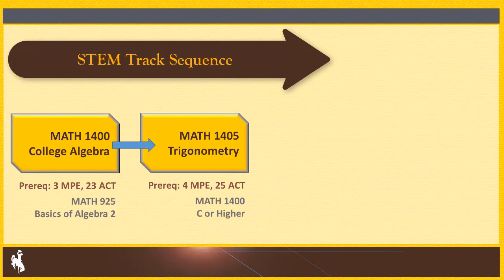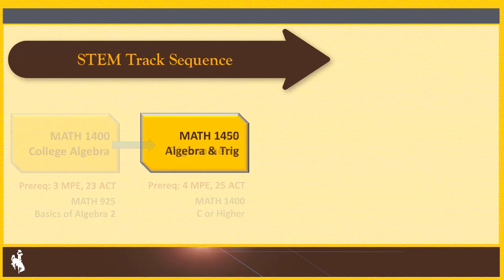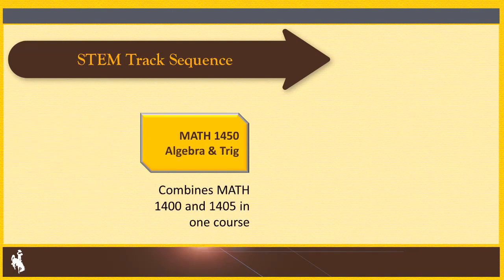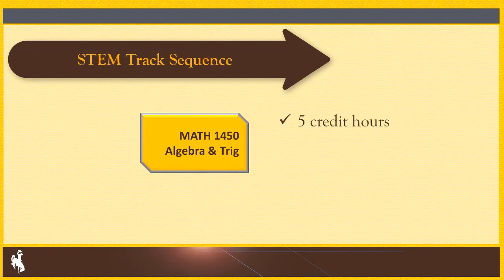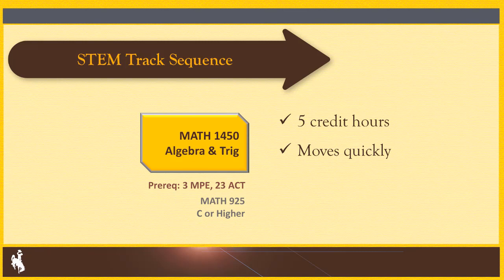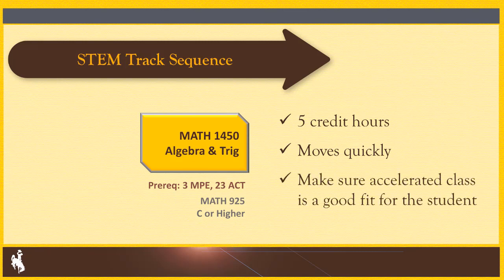Students also have the option of taking the Accelerated Math 1450, Algebra and Trigonometry, which combines both Math 1400 and Math 1405 into one semester-long course. Math 1450 is a 5-credit-hour course and moves very quickly. Students with a 3 Math Placement exam, 23 Math ACT, or a C or higher in Math 925 can enroll in this class. Best practice is to discuss students' previous experience with both algebra and trigonometry to make sure the accelerated class is a good fit for them.